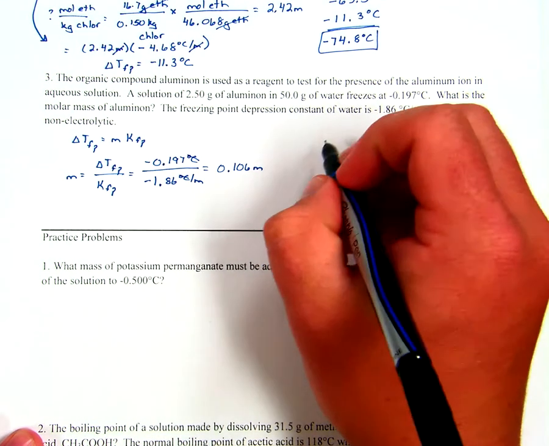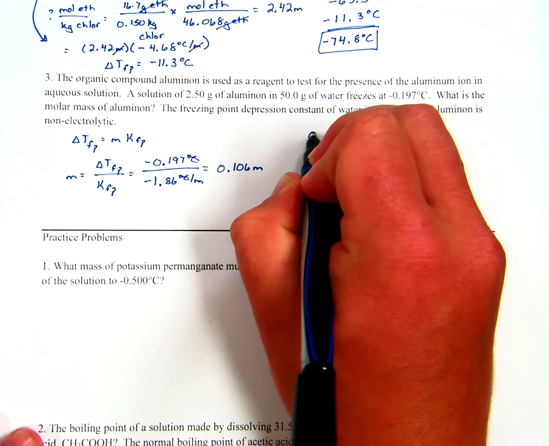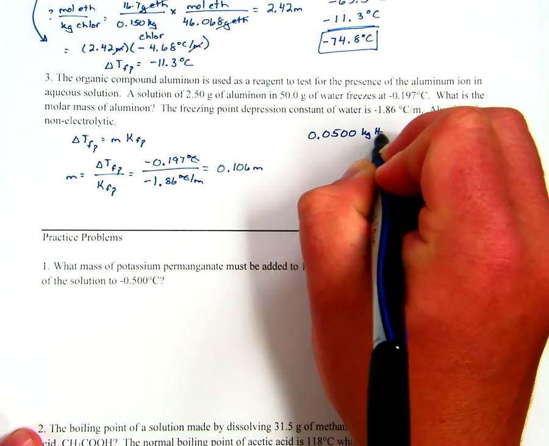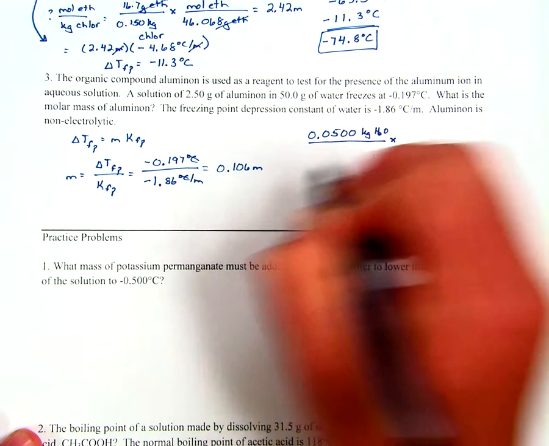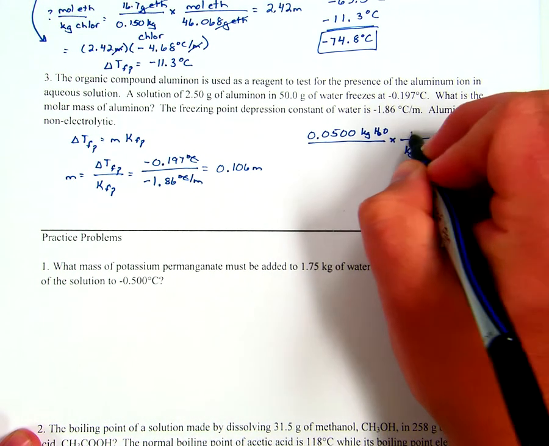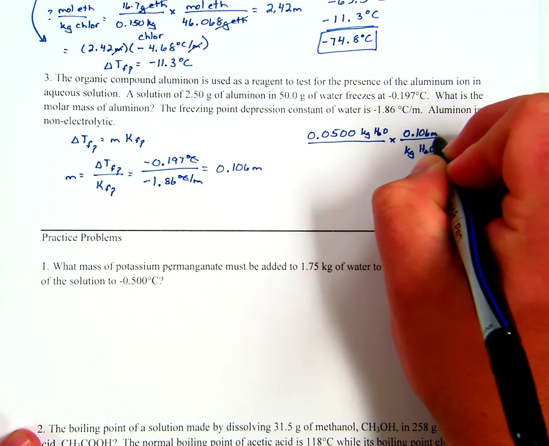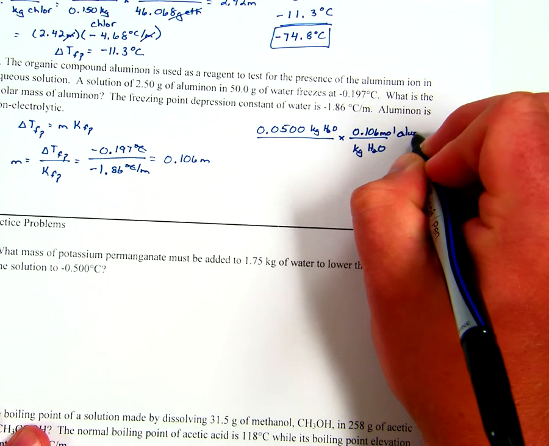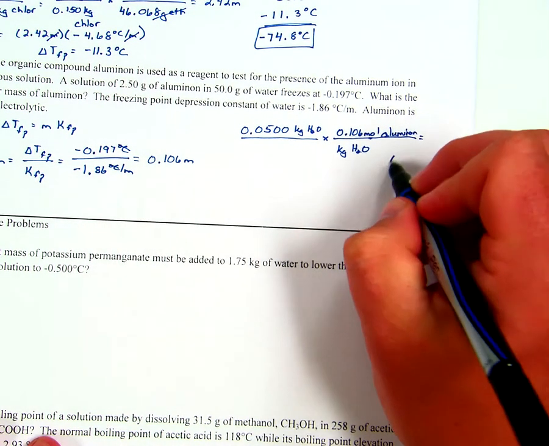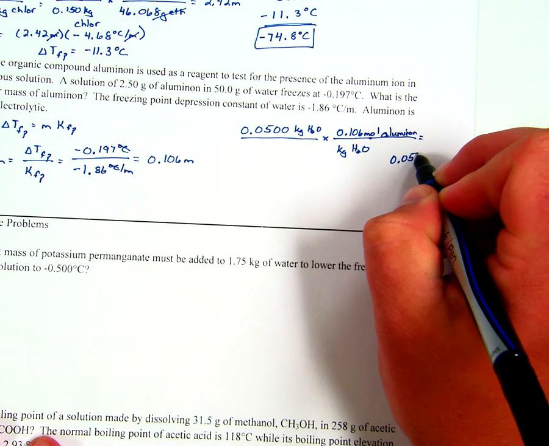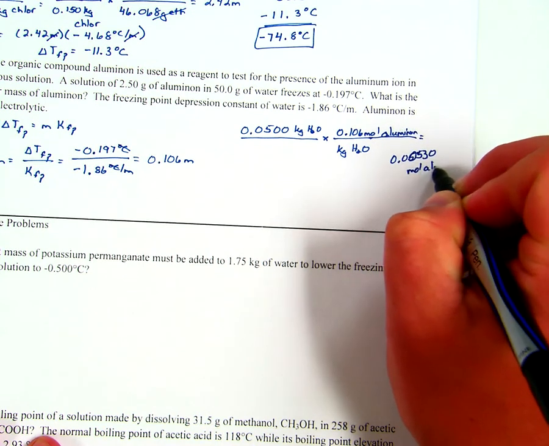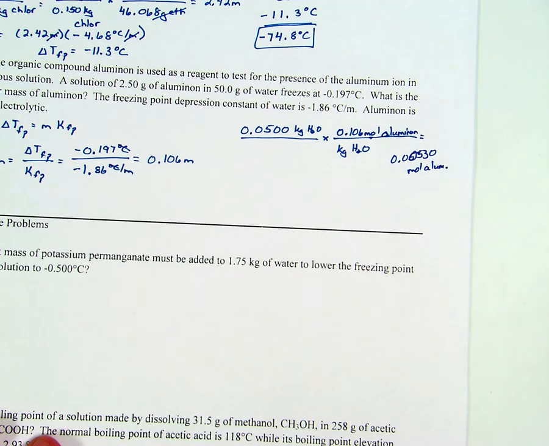So I know that I have 50 grams of water, that's 0.050 kilograms of water. I can use my molality as a conversion factor. I know that every kilogram of water will contain 0.106 moles of the aluminon. And this would tell me how many moles we have. I get 0.00530 moles of the aluminon. That's what I get there. I'm sorry, my handwriting is a little sloppy there.